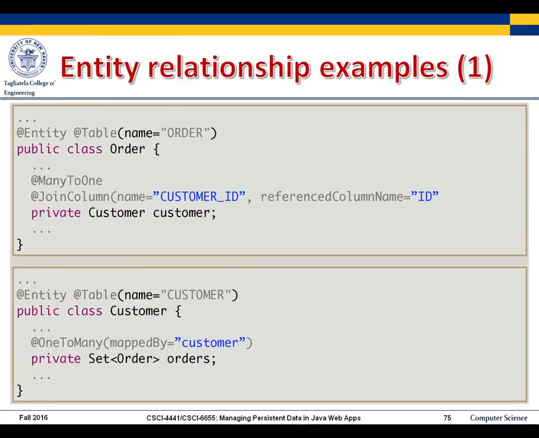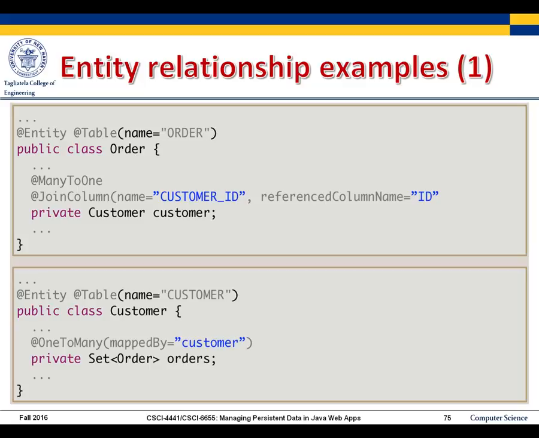So here's a simple example of here's an order, and then we've got customers. So obviously we now, just in principle, we know that customers have multiple orders, and orders belong to customers. So here's the class order. It's an entity. The table is called order. It's a many to one. So, and the join. Oh, this is another attribute.